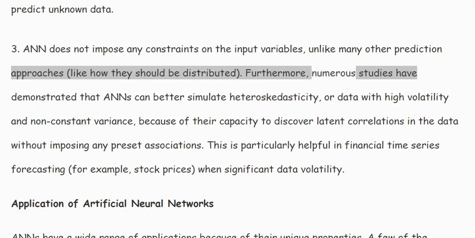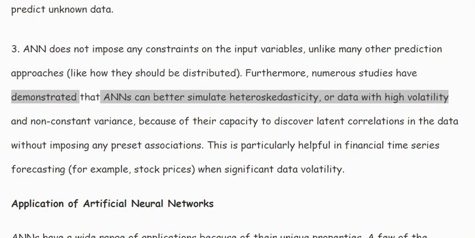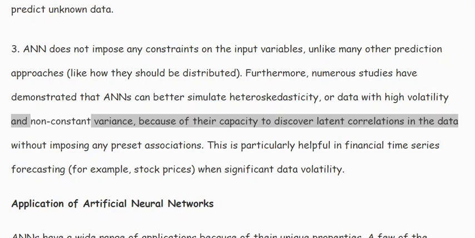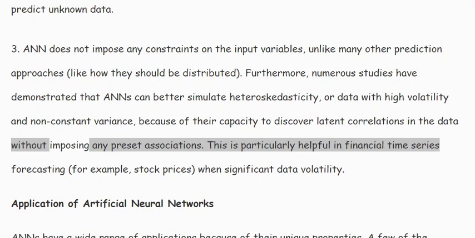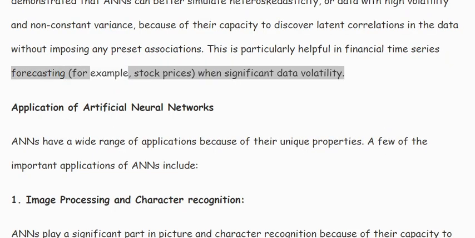Furthermore, numerous studies have demonstrated that ANNs can better simulate heteroscedasticity, or data with high volatility and non-constant variance, because of their capacity to discover latent correlations in the data without imposing any preset associations. This is particularly helpful in financial time series forecasting, for example, stock prices, with significant data volatility.